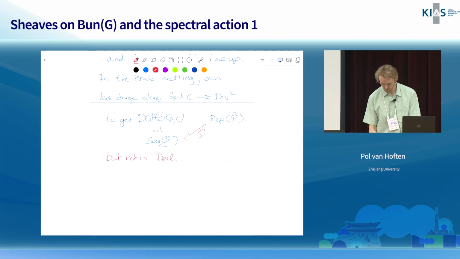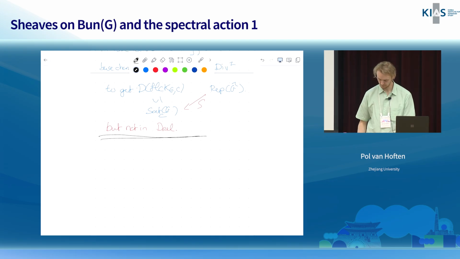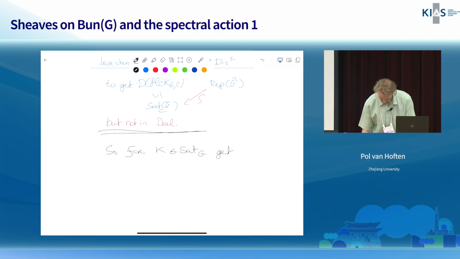Okay, so this is what geometric Satake is. So now for K in Sat_G, we get a functor T_K from D(Bun_G) to D(Bun_G times Div^1).